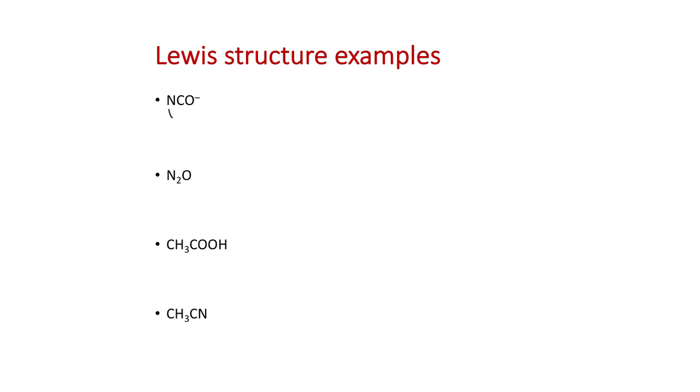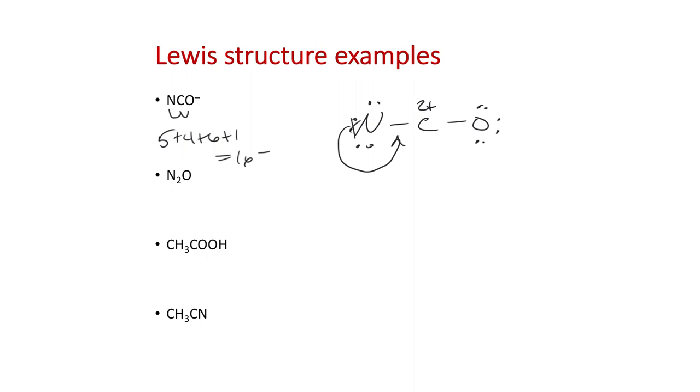So NCO minus, so N to C to O is our connection here. Our count would be 5 plus 4 plus 6 plus 1, for the minus charge. And so that is 16 electrons. We start with this structure here, 2 plus charge here. So the question kind of becomes, do I do this? That looks good. And then do I do this? Or do I do maybe a triple bond between the N and the C? So let's go through these permutations.